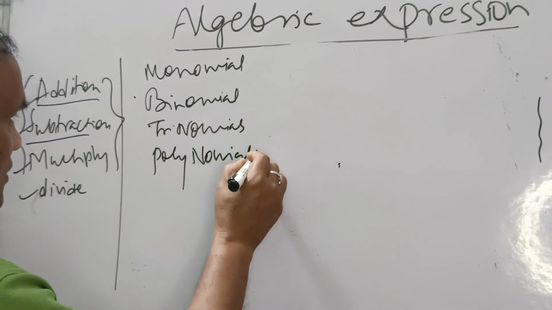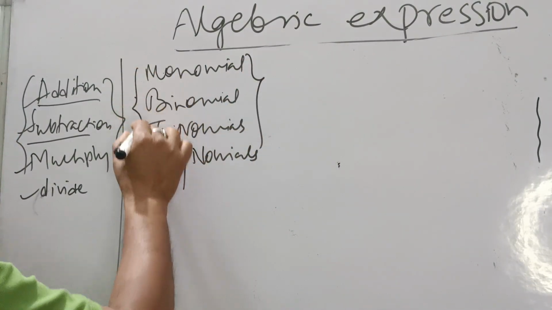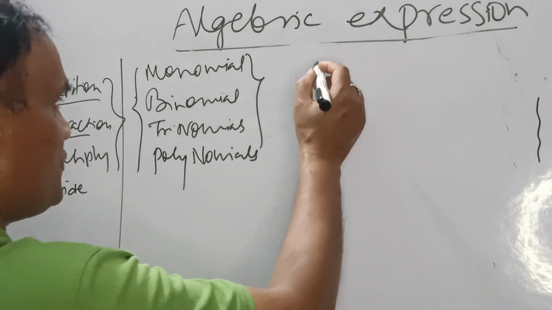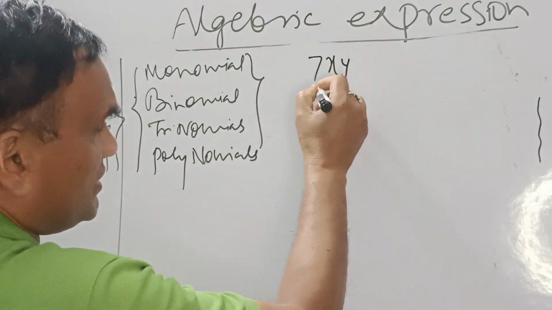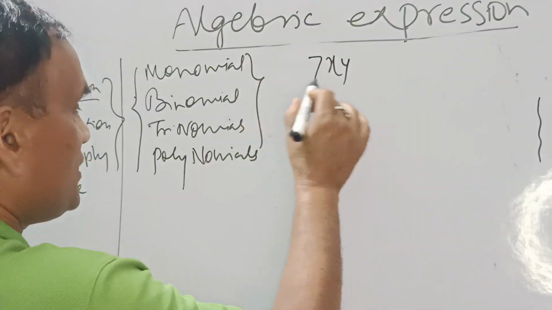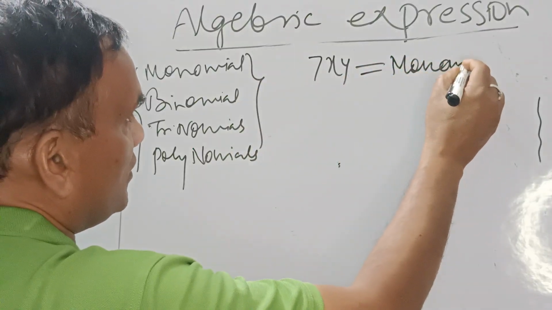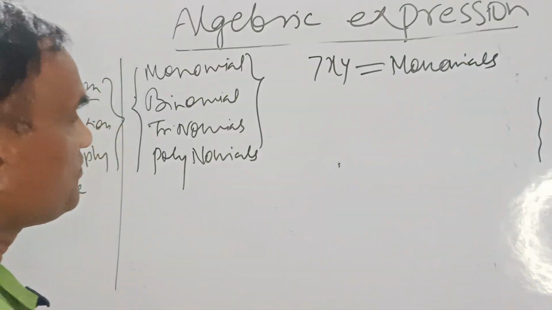Is it clear? These all four things will be clear now. Okay, now we are going to have some examples. We can take 7xy. If you take this 7xy, it has a single term, that's why it will be a monomial. What is that? Monomial, because it has a single term.